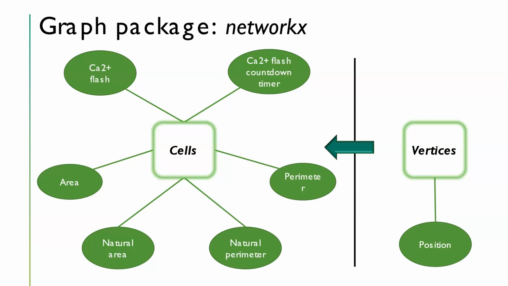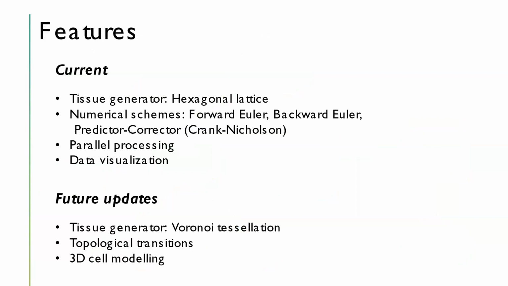So the area, the perimeter, the natural area, the natural perimeter, whether the cell is in an activated state or a deactivated state, in other words whether there is a calcium flash, and there's a countdown timer. When the cell is activated with calcium, you have a certain amount of cooldown time before the cell gets deactivated again. All of these states are stored within the cell graph, and you can store them very easily as attributes in those graphs.